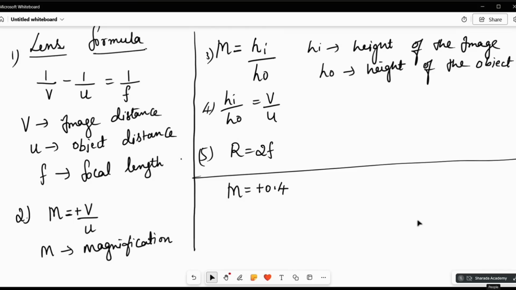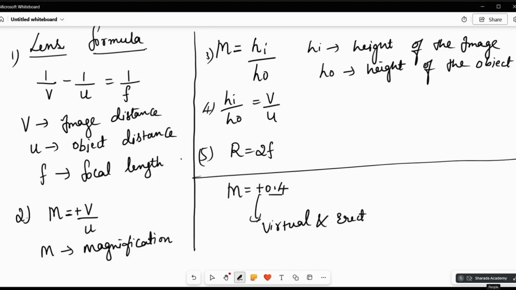What will it indicate? Whenever there is a plus here, it does not mean a positive number or a negative number. The plus or minus sign just indicates whether it is a real and inverted image or a virtual and erect image. Plus will indicate it's a virtual and erect image.